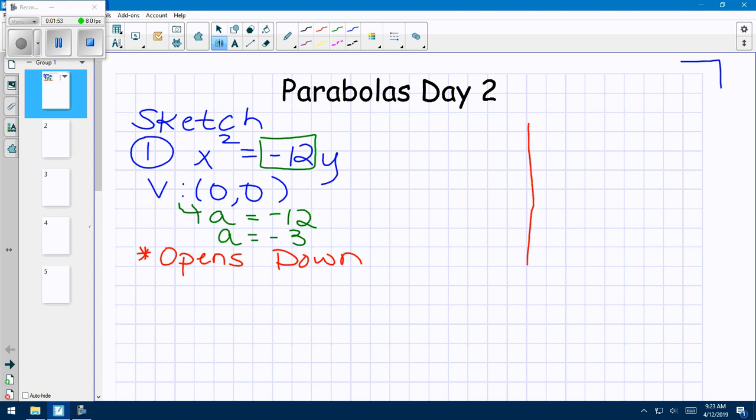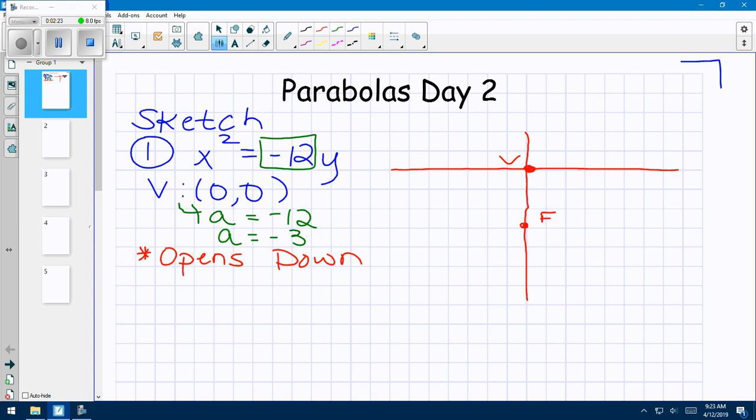Oh boy, that wasn't very good. Let's try that again. All right, okay, that's slightly better. Since I know it's opening down, maybe I'll make my x-axis pretty high there, so we have the vertex right at the origin there. And when the parabola opens down, what we do is go down 1, 2, 3, and label that point as F. That's where the focus is located.